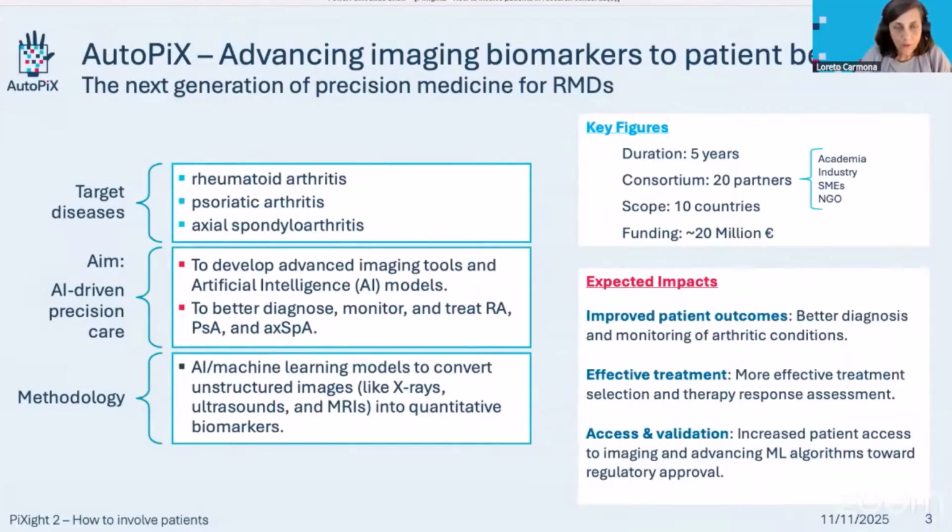And with this project, we expect to improve patient outcomes, improve the diagnosis and the monitoring of these conditions. Also, to have a more effective treatment, because we will be able to select those who will respond better to treatment. And also, if possible, we will increase patient access to imaging, because imaging is not everywhere, and not all the rheumatologists can access all the types of imaging. So the idea is, with all this money, all these partners, and all this difficult technology, improve and advance into imaging biomarkers to patient benefit.